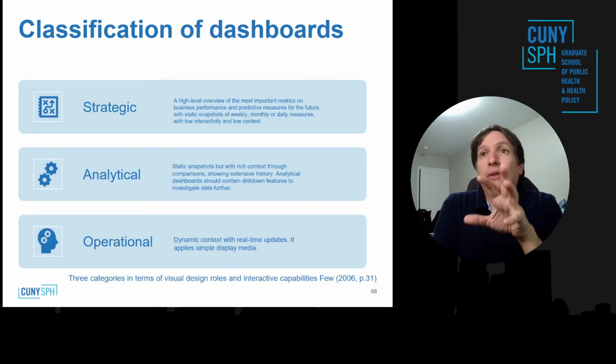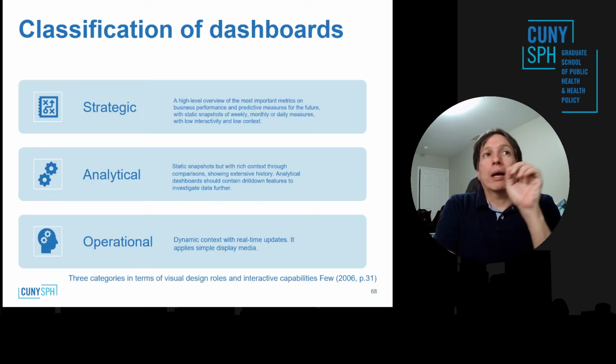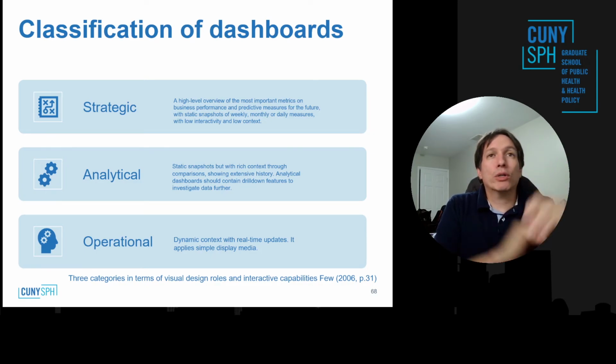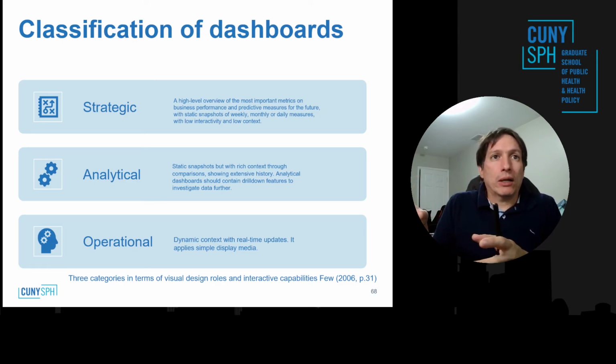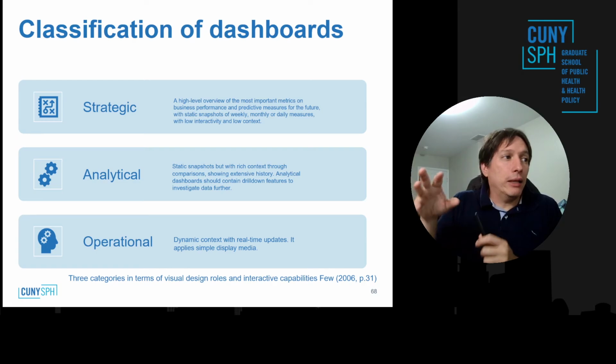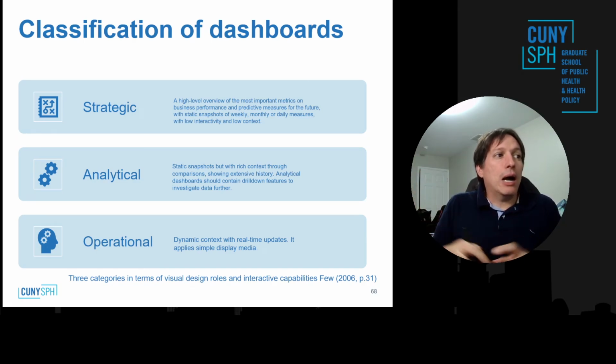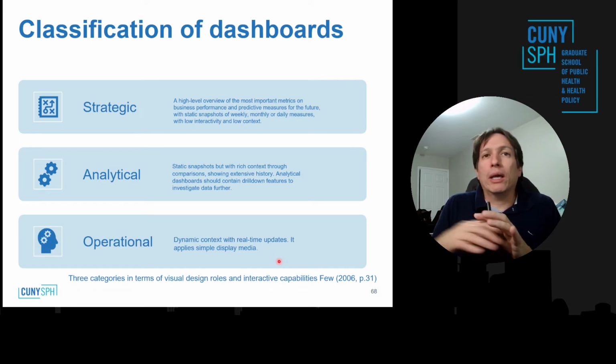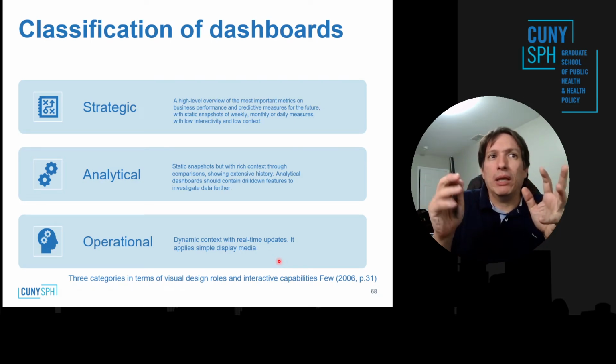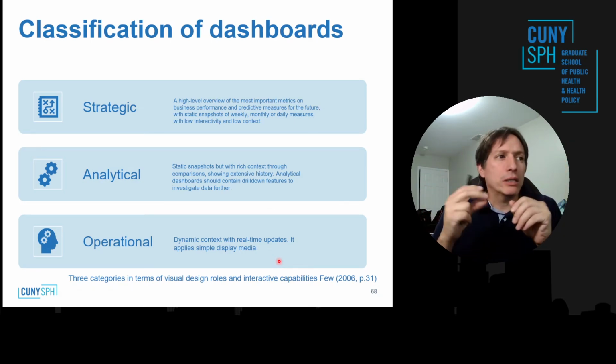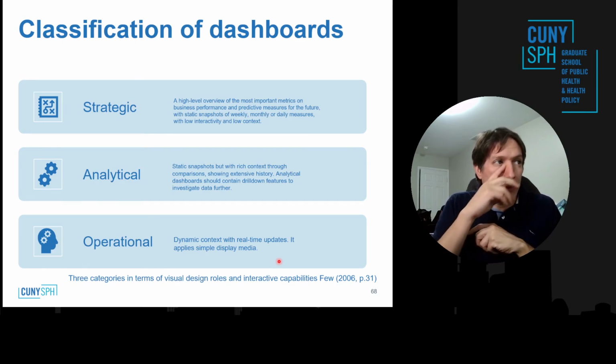There are different types of dashboards. We can have strategic dashboards, analytical dashboards, and operational dashboards. There are 3 different levels. The operational ones are used on a daily basis, and they are in a dynamic context. They have almost real-time updates, and usually apply simple display media because we need to be making decisions constantly.